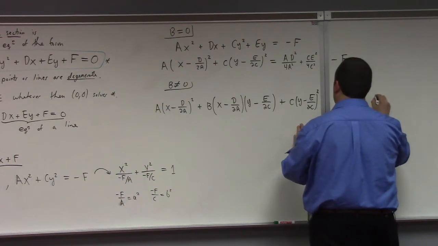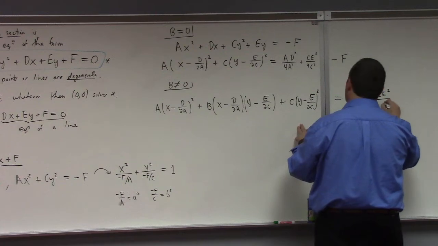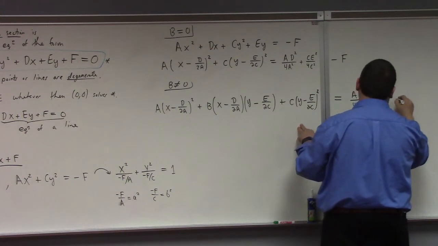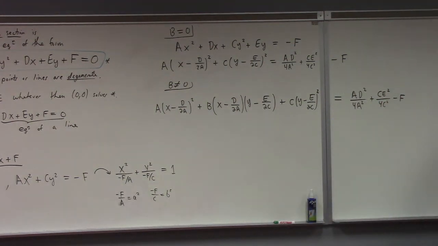You might wonder why I haven't canceled out the a. There's no particularly good reason for it. It's just what I didn't do. Plus c e squared over 4c squared minus f. And then now what? What have I done? Oh, curses. I don't know. Oh, phooey. I'm not sure I can just do it like that.